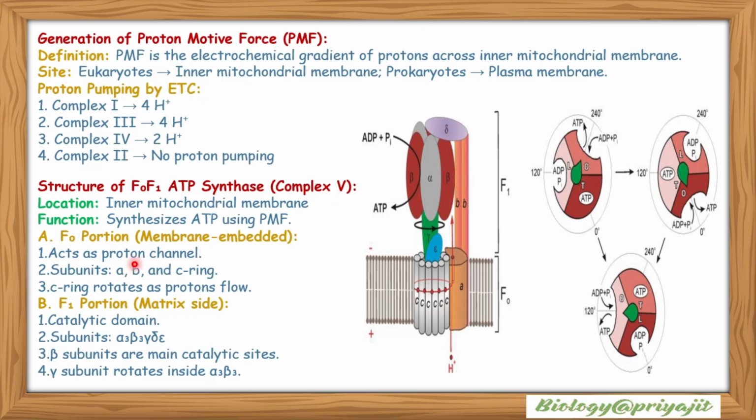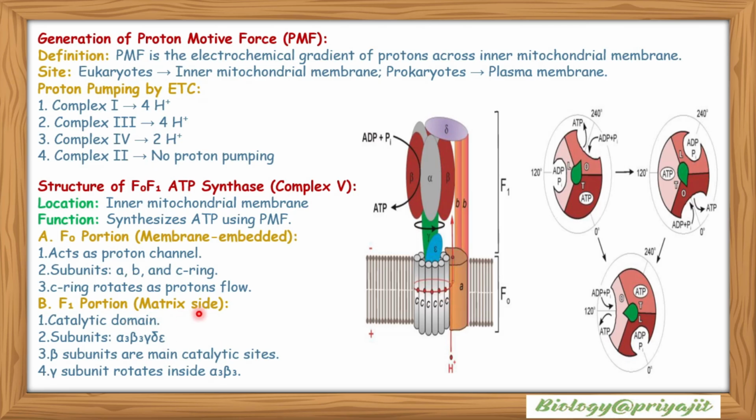The F0 portion acts as a proton channel. This channel is made up of the C subunits, with subunits A, B and the C ring. The C subunits act as a ring structure and form the channel, and the A subunit is associated with the C subunit. The B subunit is attached to the A subunit and is located on the matrix side. Both A and C are found in the mitochondrial inner membrane.